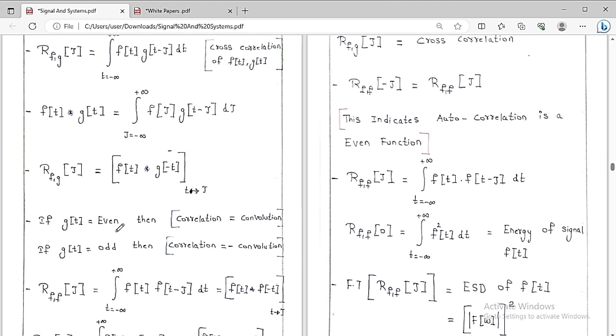Suppose g of t is an even function, then g of minus t is equal to g of t, then the cross correlation is equal to the convolution.